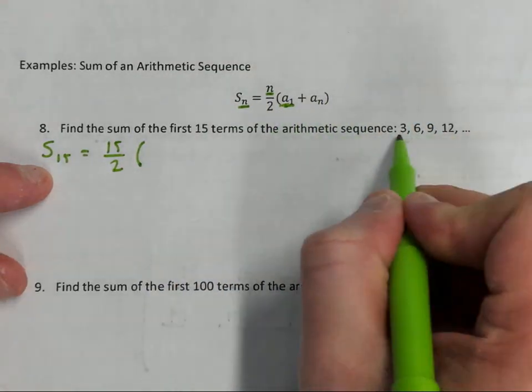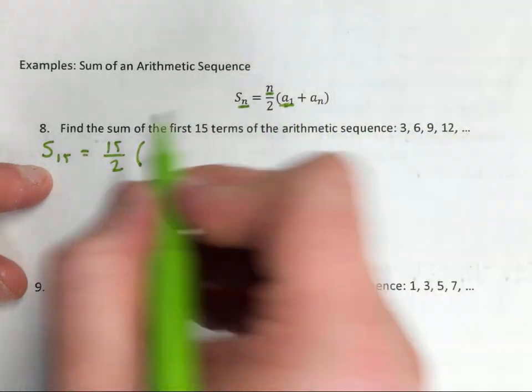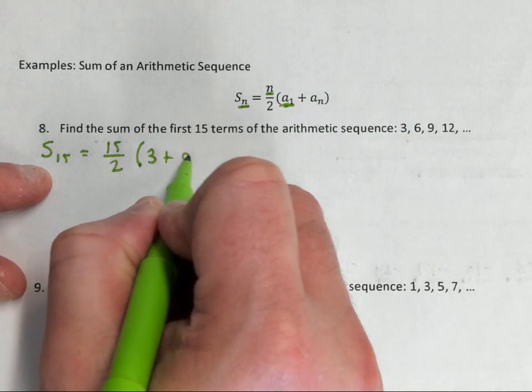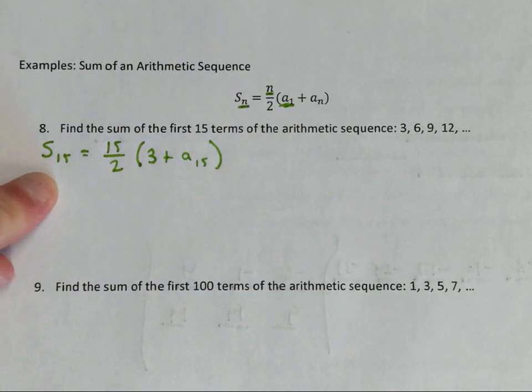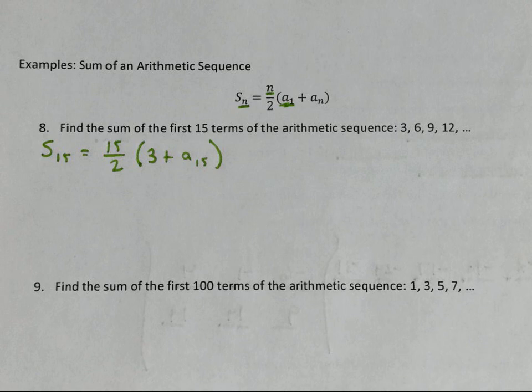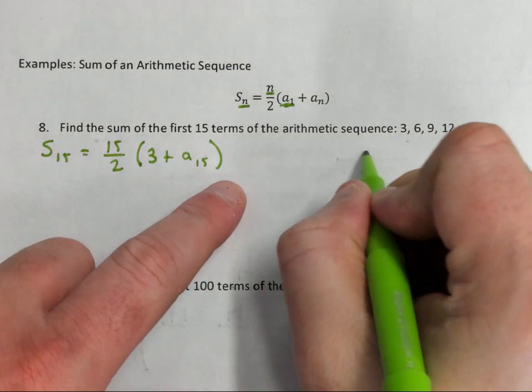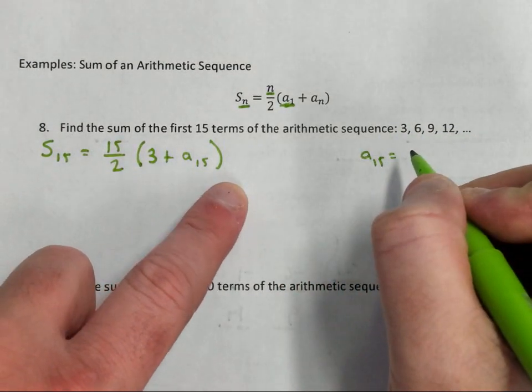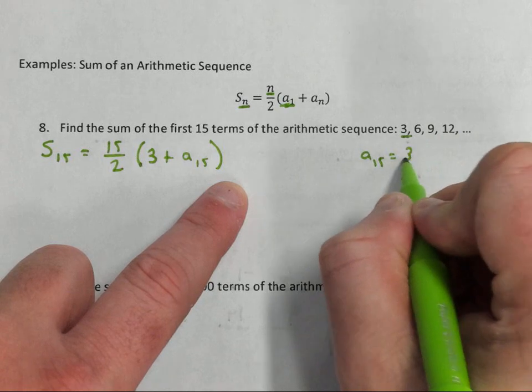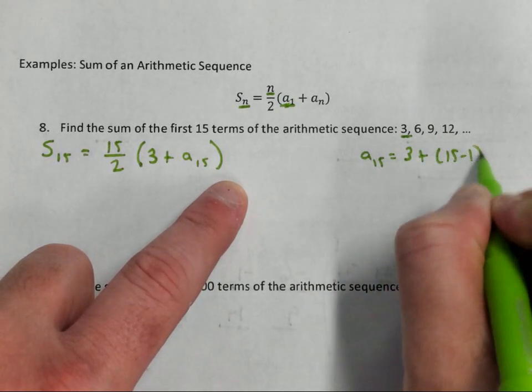Parentheses. What is a sub 1 over here? What's the first term? 3. Plus a sub 15. I've got everything I need, but I don't know a sub 15, do I? How can I find a sub 15? Go back and use that formula we just learned. So now I'm going to come to the side. A sub 15 equals a sub 1, which is 3, plus 15 minus 1.